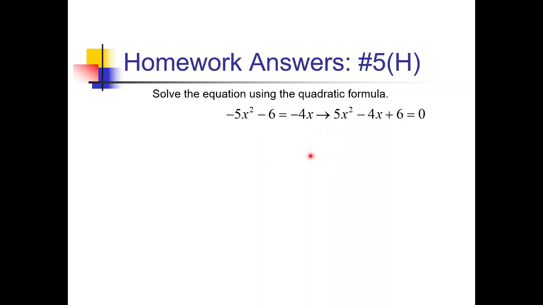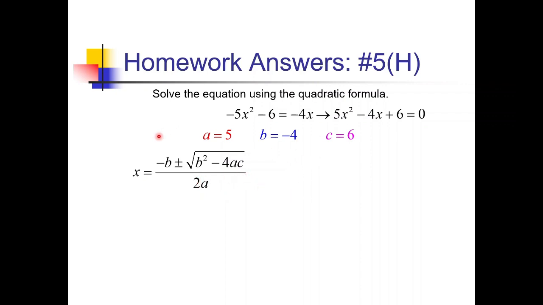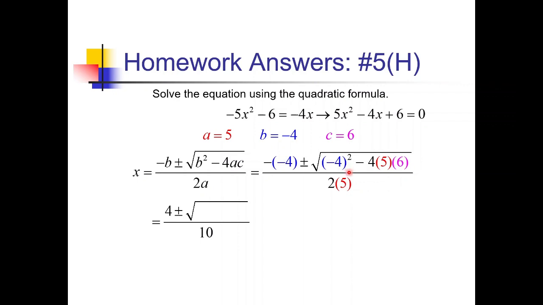All right, so now let me pick out my a, b, and c value. We've got an a value of 5, b value of negative 4, and then a c value of 6. Here's our quadratic formula. Let's plug it all in. We've got negative 4 plus or minus the square root of negative 4 squared minus 4 times 5 times 6 all over 2 times the a value 5. So we've got positive 4 plus or minus square root of something all over 10. Inside we've got 16 minus, let's see here, this is 20 times 6, so 120.